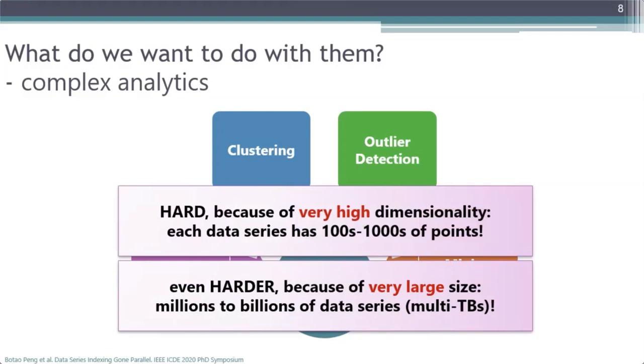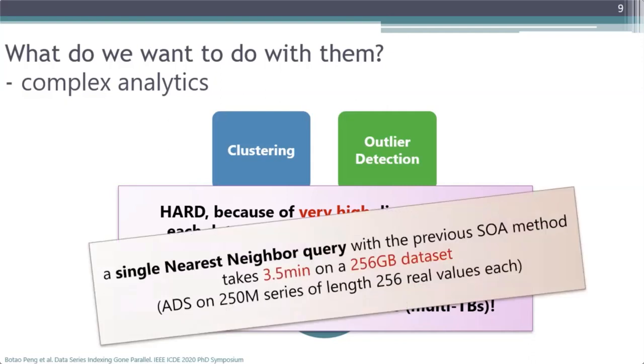Second, data series collections have very large sizes, with several collections across different domains having sizes in the order of multiple terabytes. Therefore, we need techniques that will allow us to answer similarity queries fast for very large datasets, and this is exactly what data series indexes can do. Nevertheless, even the current state-of-the-art index, developed in our previous work, takes a long 3.5 minutes to answer a nearest neighbor query on a 256 GB dataset.